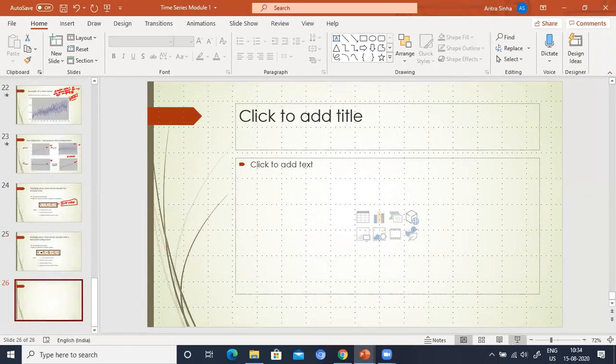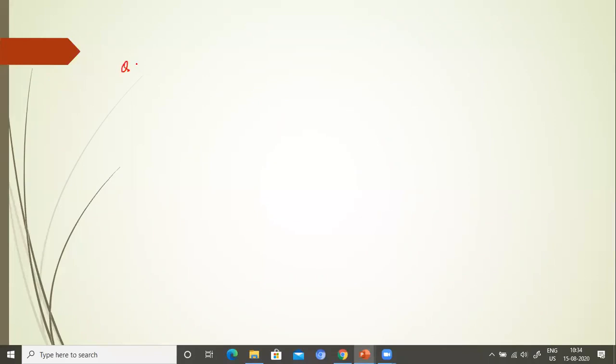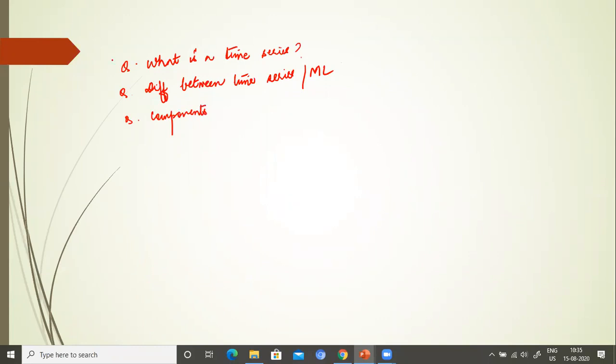And a quick recap on what we have discussed. We've discussed what a time series is. Then we've discussed the difference between time series and machine learning. Then we've discussed the components of time series. Sorry, these are not questions. And finally, the structural or classical decomposition.